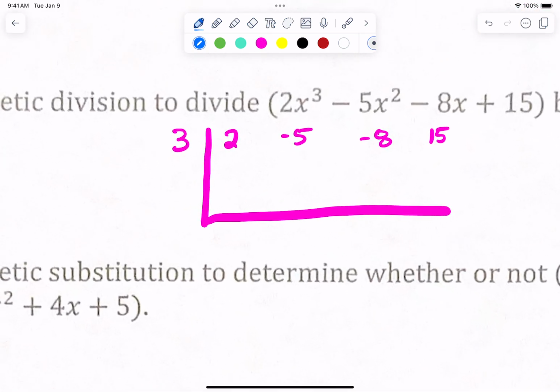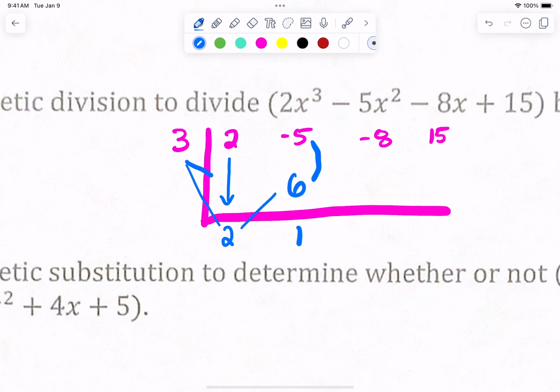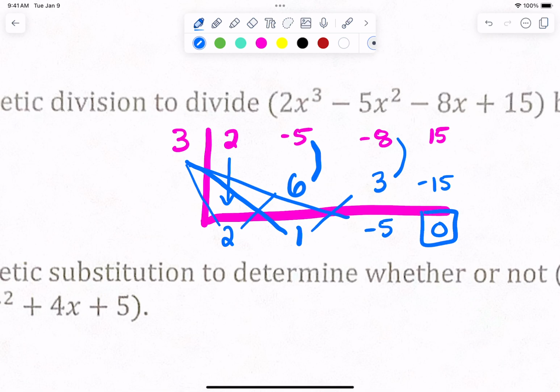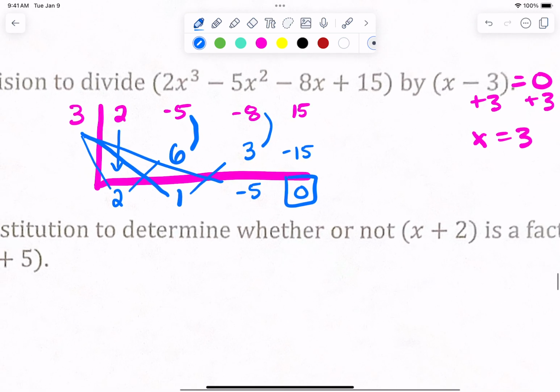So, first step, I drop the 2 down. Now I multiply 3 times 2 is 6, and it goes here. Then what? Add them together: -1. Now I multiply, 3 times -1 is -3, and this guy is -5. Add them: -5. Then I multiply again: -15. Add them: 0. Zero remainder. That's so nice.